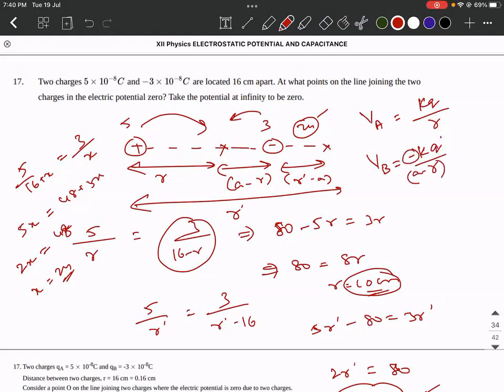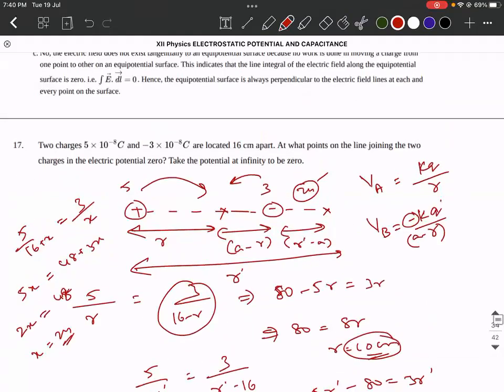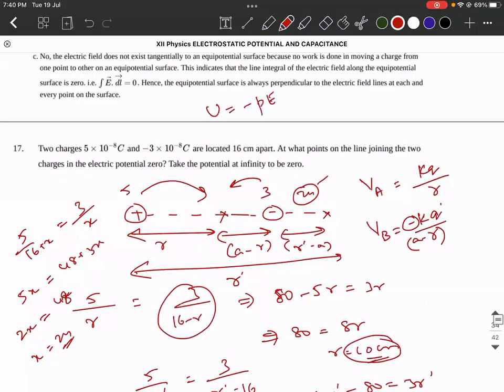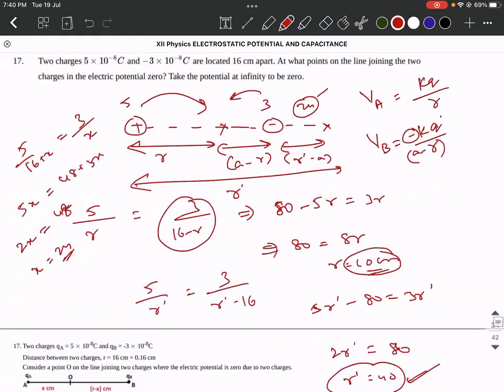Why is this minus sign coming? Because it's a negative charge. For potential, you take the sign of the charge into consideration. For electric field, you will not, because it is a vector quantity and direction will take care of the sign. Whereas when you're dealing with scalar quantities, you need to go with the negative sign. That is why in the third problem also, I was very particular that it is U equals minus P cos theta. I was concerned about the minus sign.